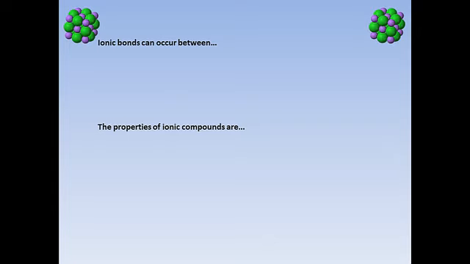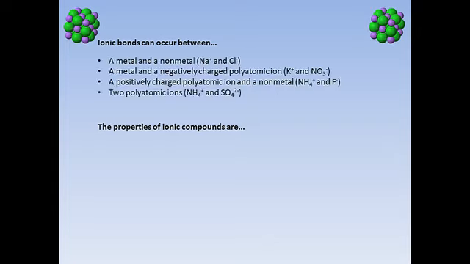Ionic bonds can occur between a metal and a nonmetal, such as sodium and chlorine, a metal and a negatively charged polyatomic ion, such as potassium and nitrate, or NO3, a positively charged polyatomic ion and a nonmetal, such as ammonium, or NH4, and fluorine, or two polyatomic ions, such as ammonium, which is NH4, and sulfate, which is SO4.